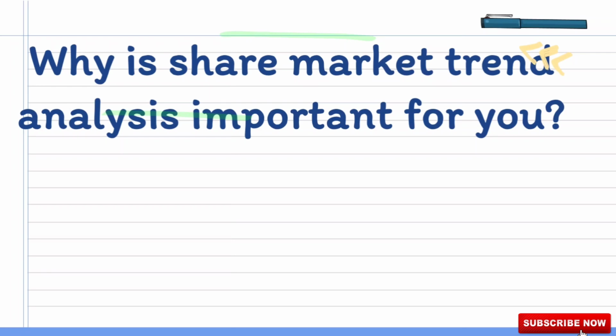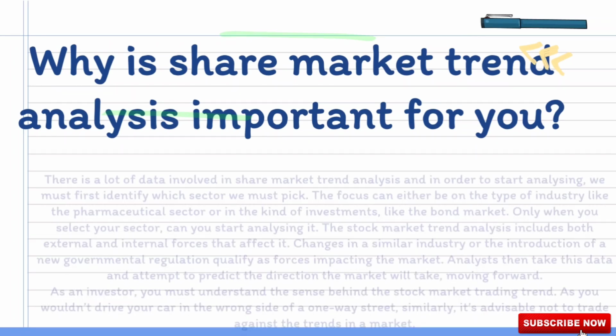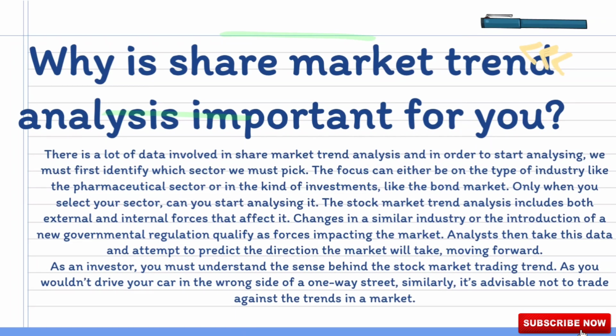Why is share market trend analysis important for you? There is a lot of data involved in share market trend analysis, and in order to start analyzing, we must first identify which sector we must pick. The focus can either be on a type of industry like the pharmaceutical sector, or on a kind of investment like the bond market. Only when you select your sector can you start analyzing it.